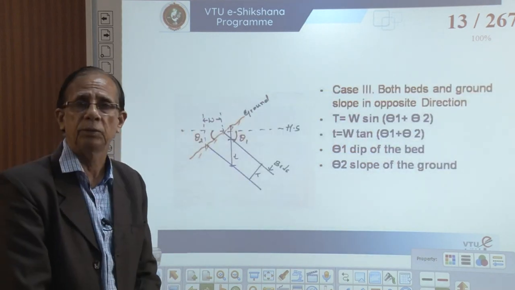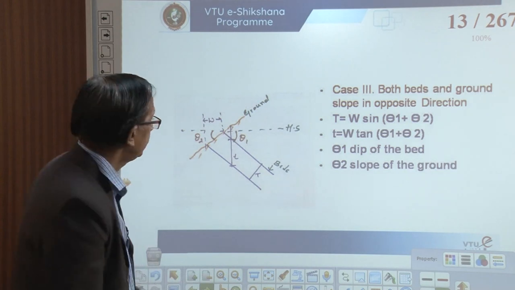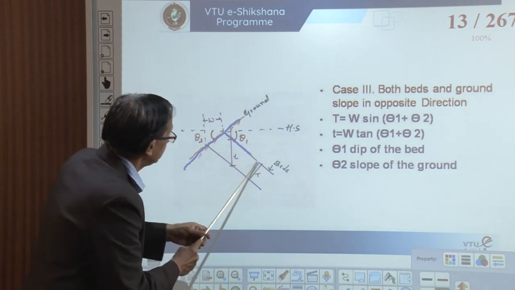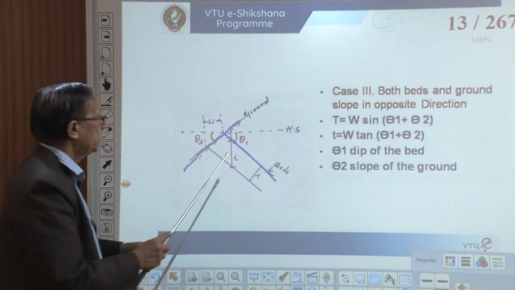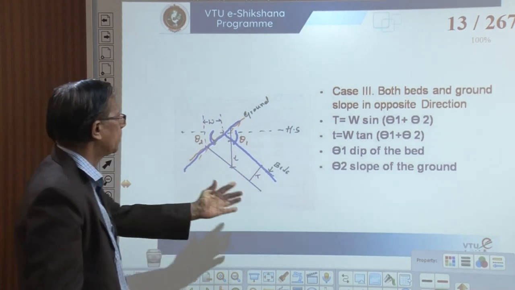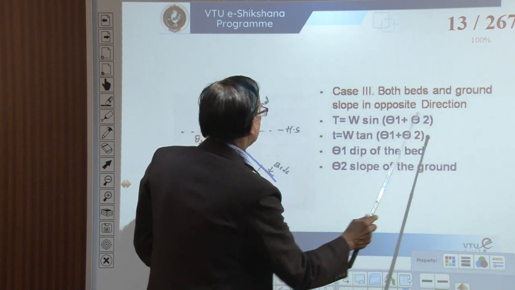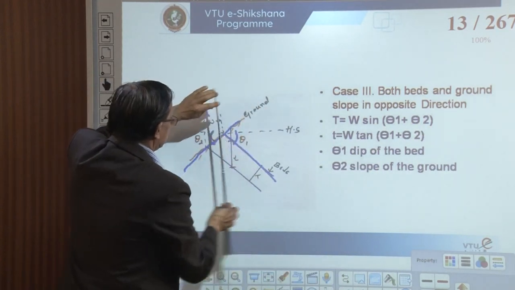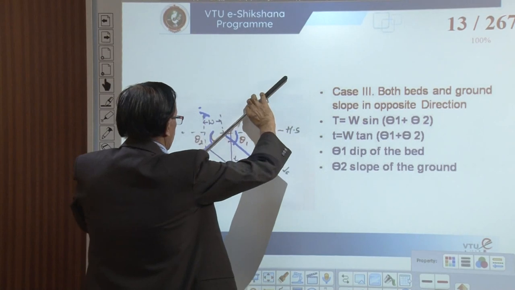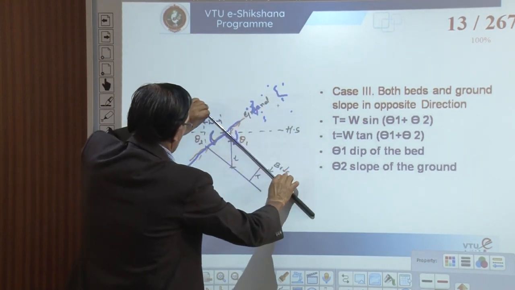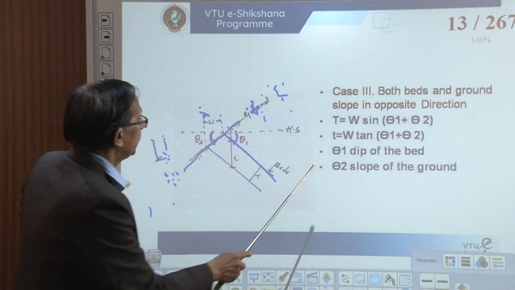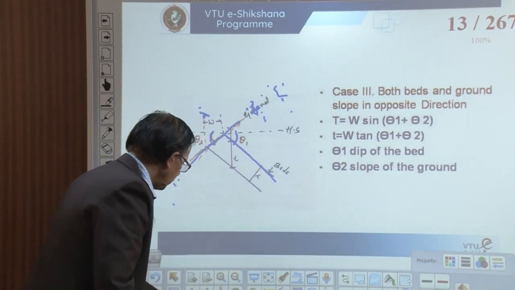Yes. We have case 3, another case. Now in this, the ground is sloping this way and the beds are sloping in the opposite direction. If the beds have angle theta 1 and the ground has theta 2, our formula becomes theta 1 plus theta 2. Generally, ground should be horizontal. If I wish to make the ground horizontal, the bed also moves by that much angle. It means theta 1 plus theta 2 becomes the formula. Similarly, tan of theta 1 plus theta 2. Using this, we shall try one simple problem.